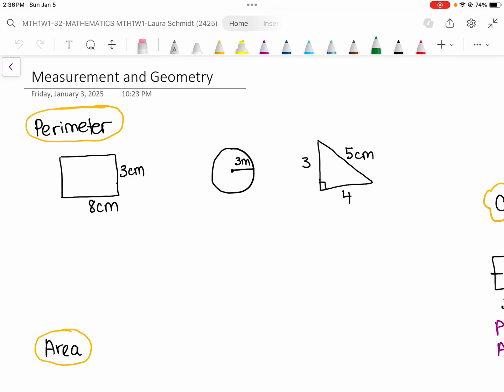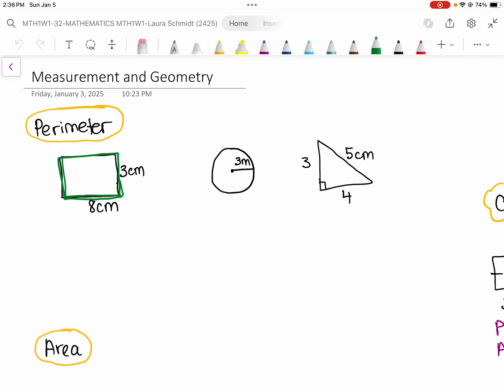Hey, here's a quick review video on measurement and geometry. So we reviewed some grades 6, 7, and 8 concepts on perimeter, area, volume, and surface area. Just a quick recap: perimeter is the distance around an object.